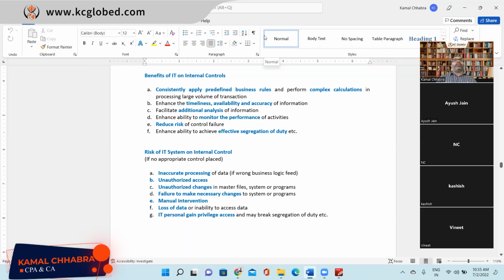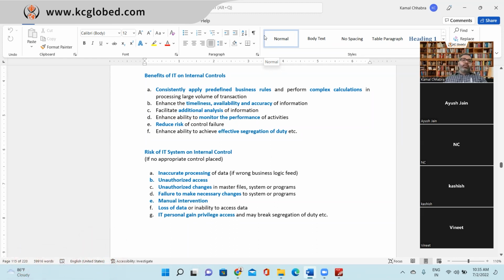Like we were discussing earlier, in a system we can easily segregate the duty: who is a maker, who is a checker, who is a reviewer, right? That can be effectively streamlined into the system. Any doubts so far on the benefit of IT on internal controls? So what was the last point? How does it help? Enhanced ability to achieve effective segregation of duty.